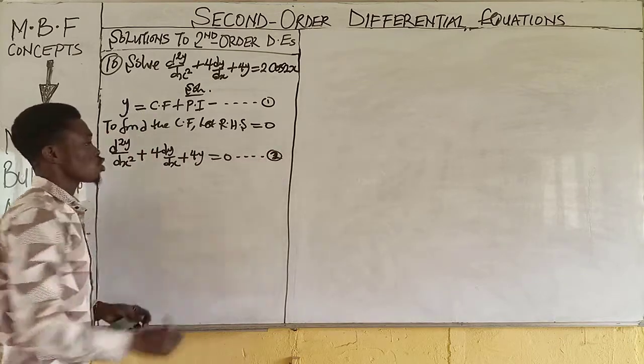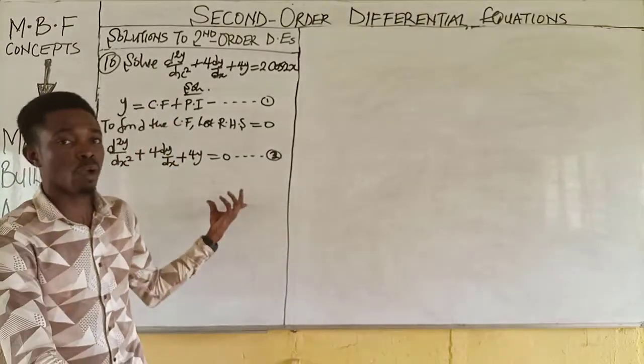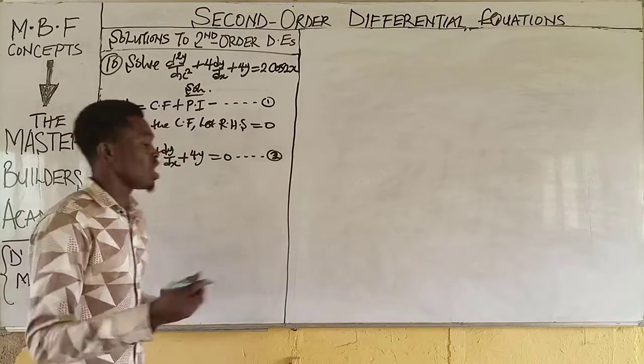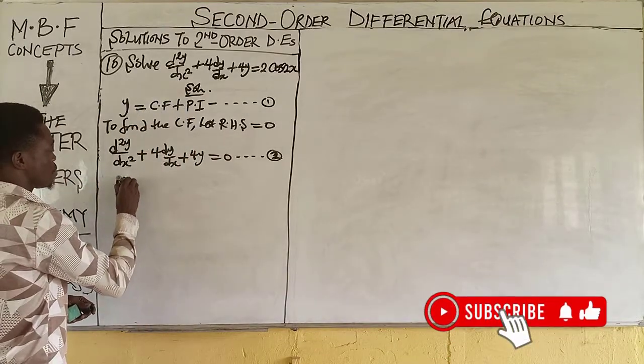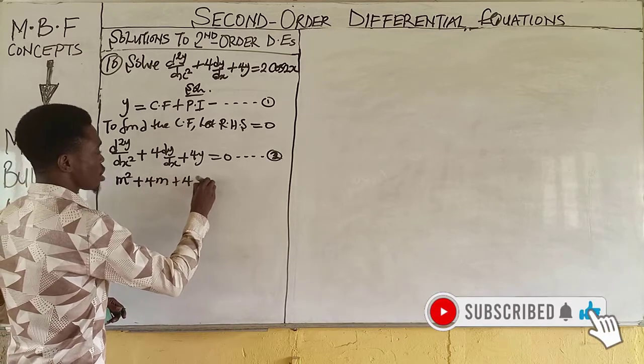And now from equation 2, now that we have successfully equated the given equation to 0, we can obtain the equivalent auxiliary equation. And the auxiliary equation here becomes m squared plus 4m plus 4 multiplied by 1, which is 4, equal to 0.